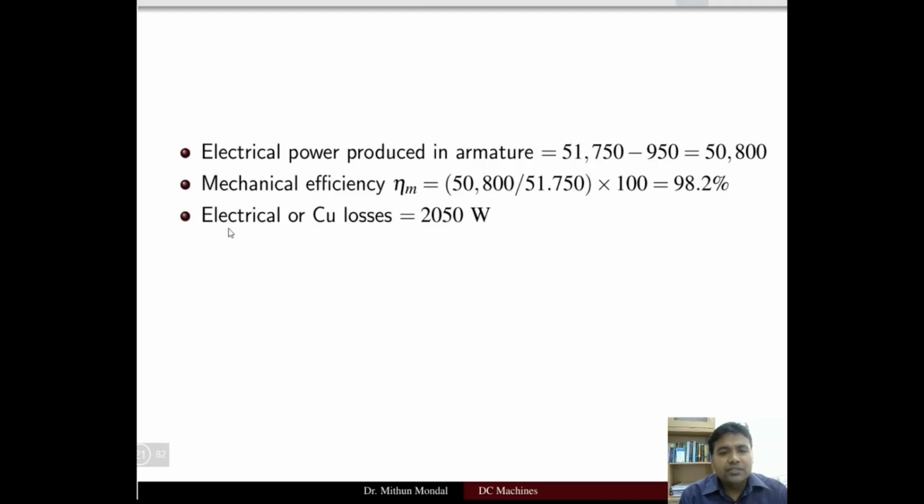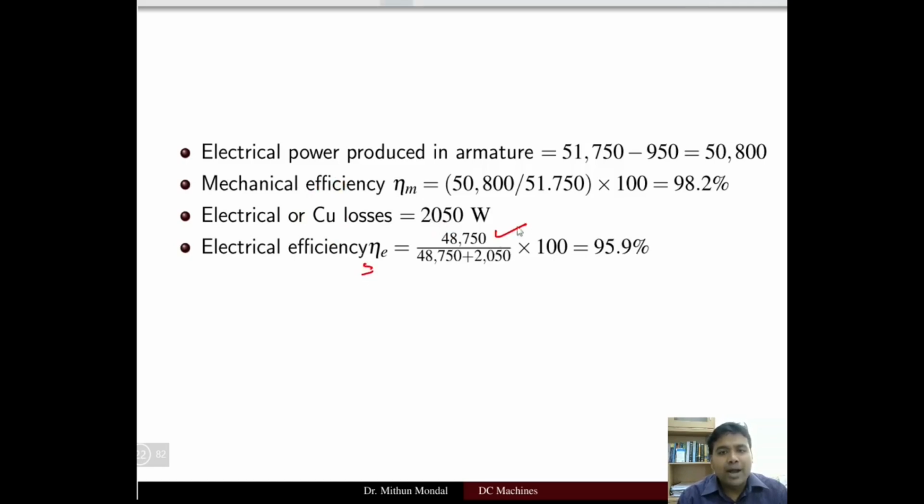The electrical efficiency will be computed by computing the copper losses. So copper losses is given to be 2050 watt. So electrical efficiency you can compute as output power by input power, that is output power plus losses. So here you have the copper loss. So copper loss into 100, you will get 95.9%.